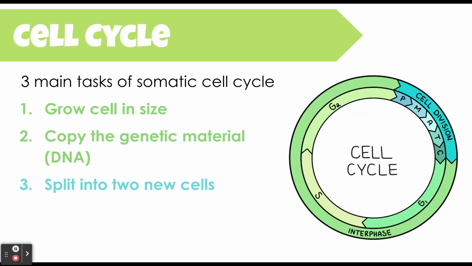So there are three main tasks. Task number one is to have that cell get bigger, larger in size as it's copying all the contents of the cell. Then there's also a step where the genetic material, so the DNA, needs to be copied as well. And then lastly, the task we're going to talk about today is that one cell will split into two new cells.